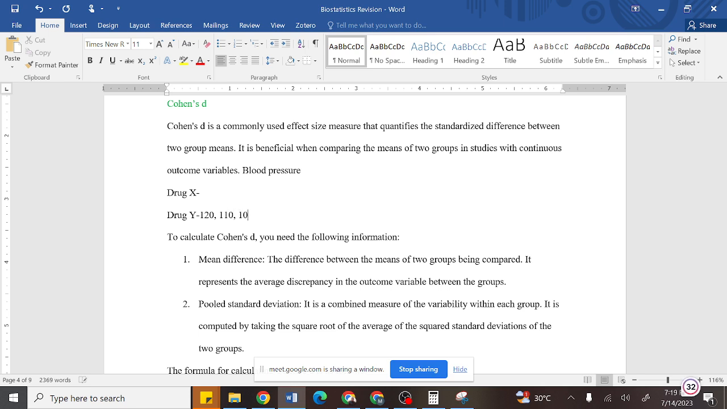The next patient has that. The other patient has one, like that. And then the last patient has that. And then for drug X, you take the blood pressure, it is 130. Another one is 125. Another one is 135. Another one is 98. And then the fifth one is having 95.